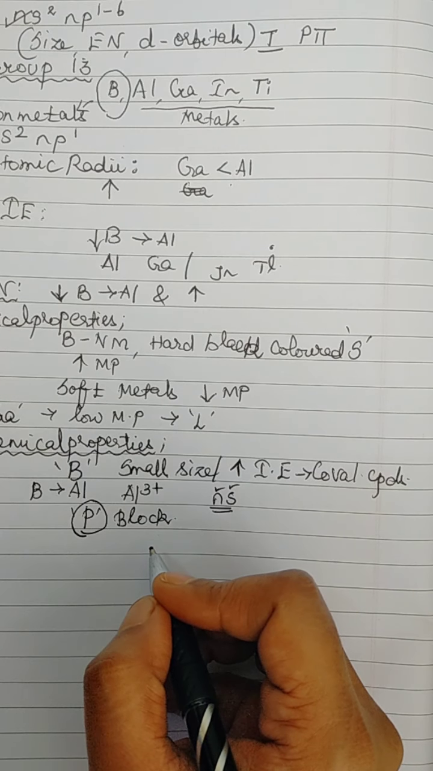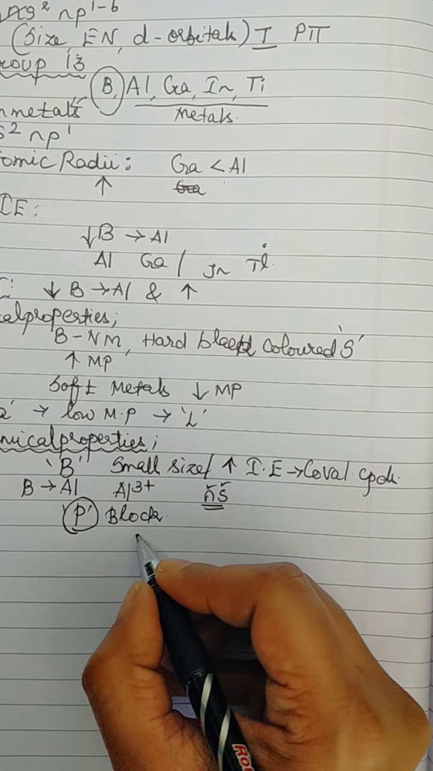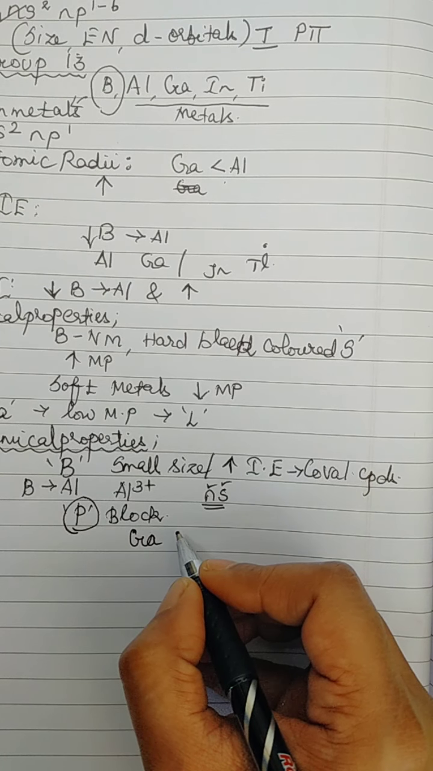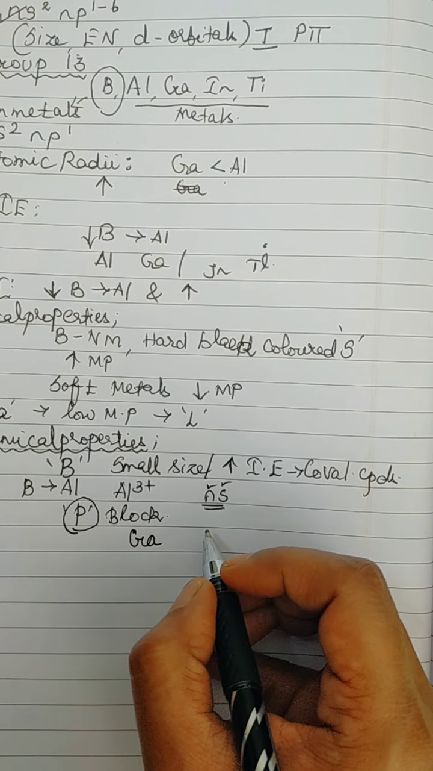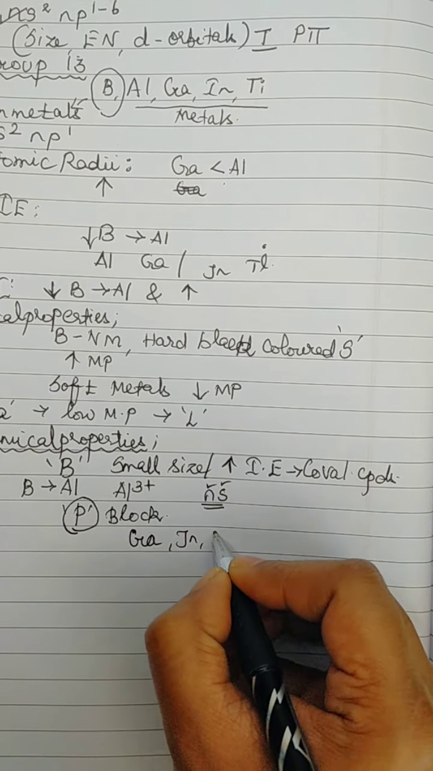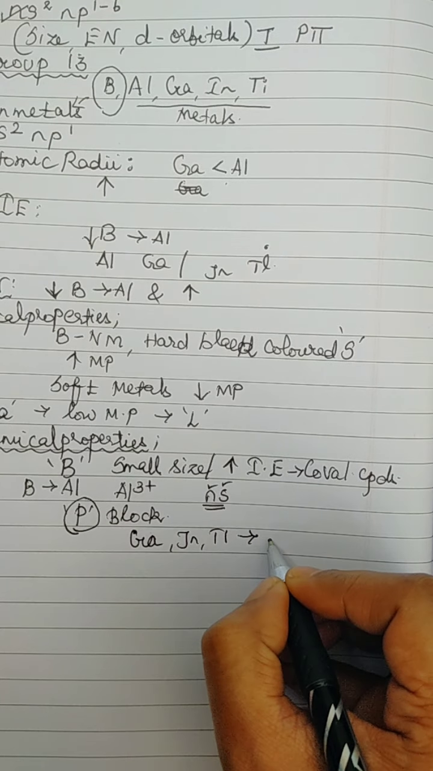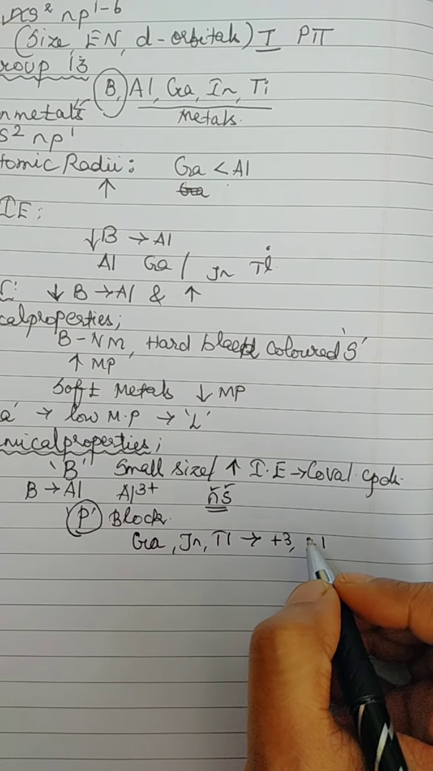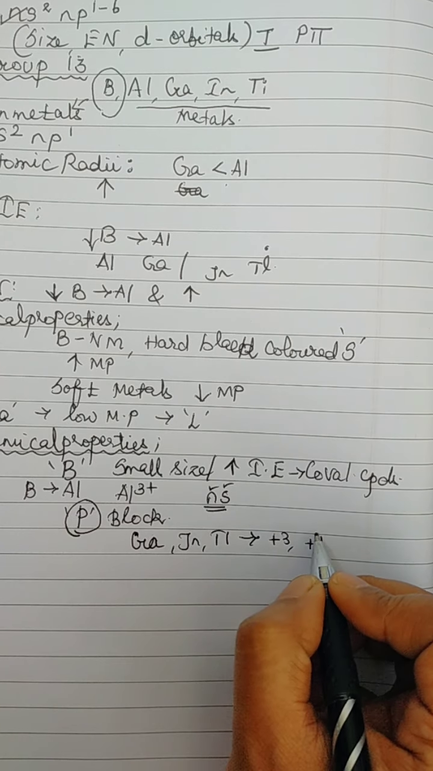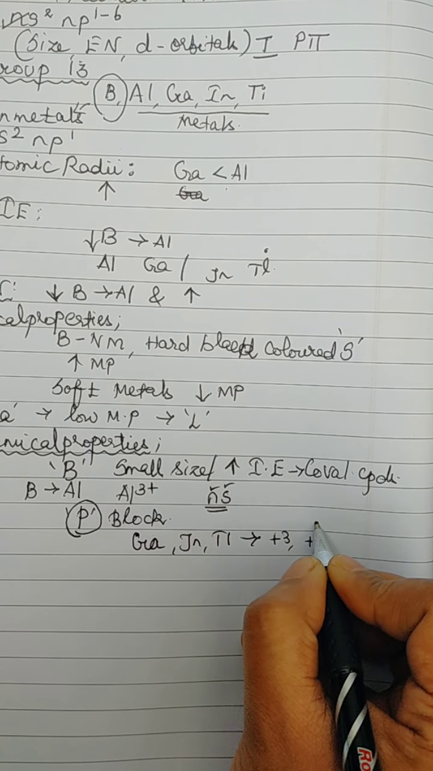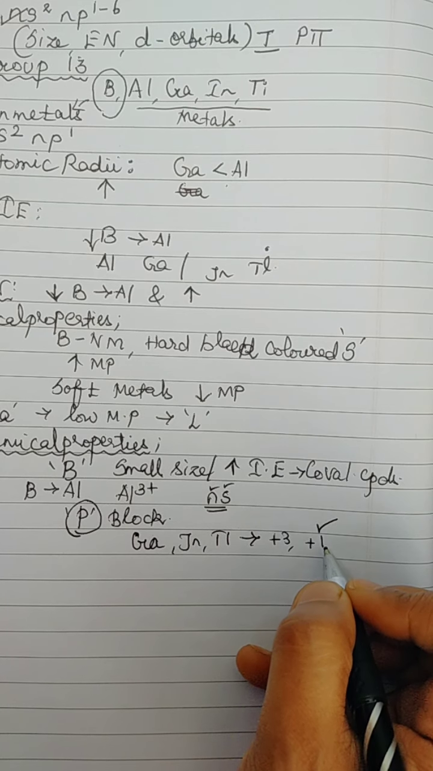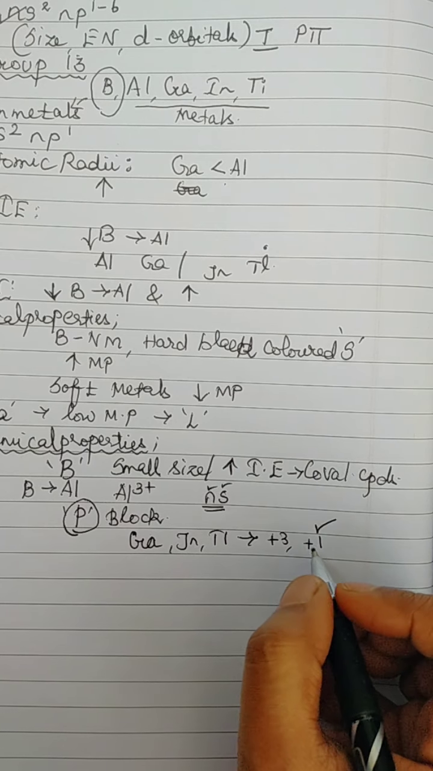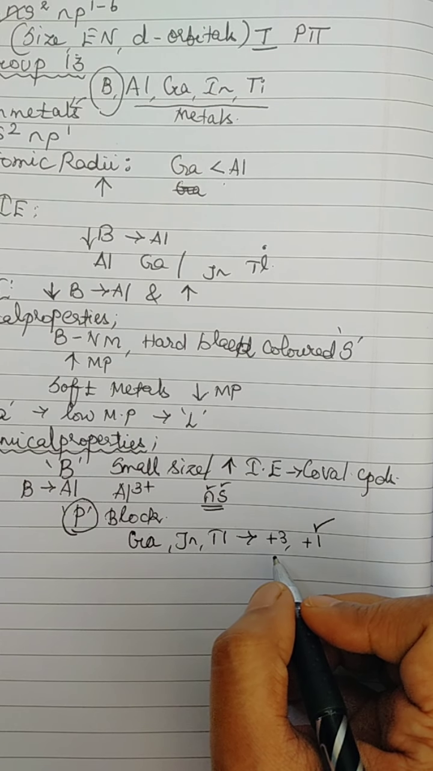So when you look into gallium, indium, and thallium, here you can observe both the plus 3 oxidation state as well as the plus 1 oxidation state. The stability of the plus 1 oxidation state is more for heavy metals. For example, in thallium, the plus 1 oxidation state is predominant, while the plus 3 oxidation state will be oxidized.